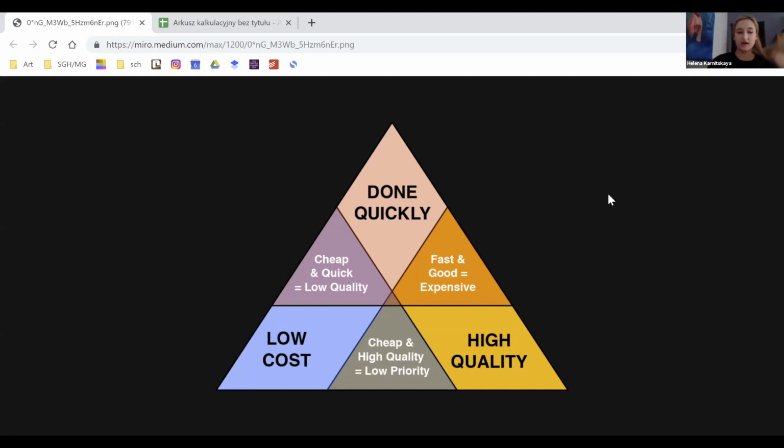So how to actually identify risks? I think that the best way to approach it is from three different perspectives. First one is this triangle that you may see on the screen right now. And here you may think what can make your quality go down during the process of making the project.